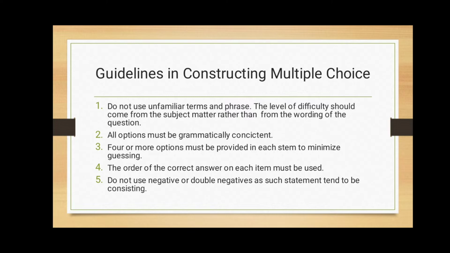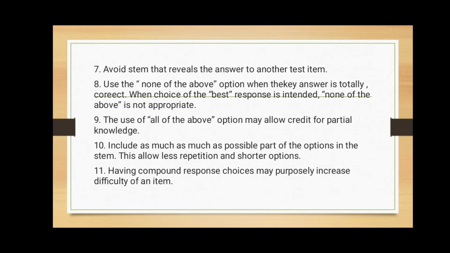Fourth, the order of the correct answer on each item must be randomized. Fifth, do not use negative or double negatives as such statements tend to be confusing. Seven, avoid a stem that reveals the answer to another test item. Eight, use the none of the above option when the key answer is totally correct. When the choice of the best response is expected, none of the above is not appropriate.